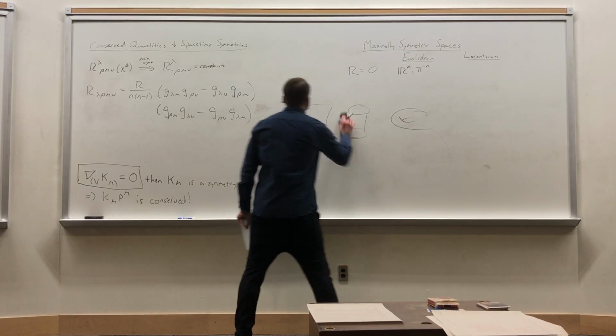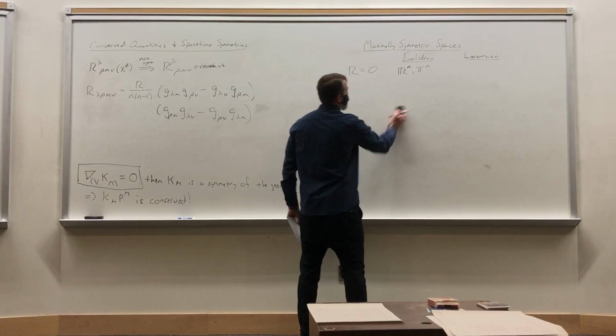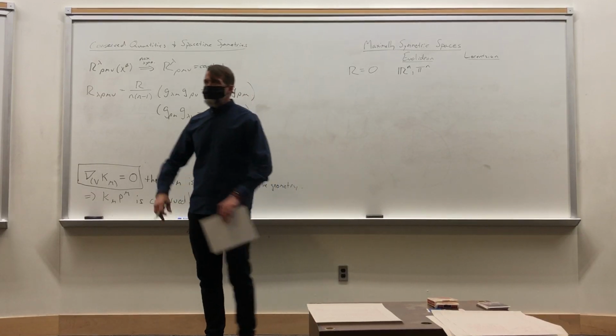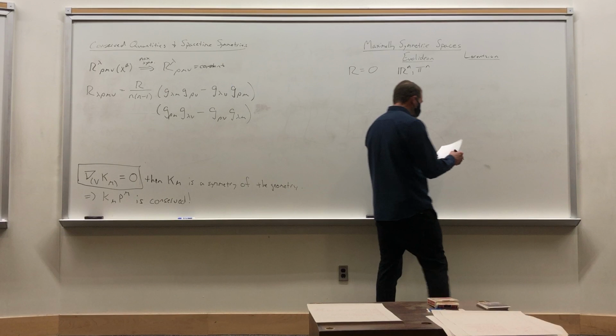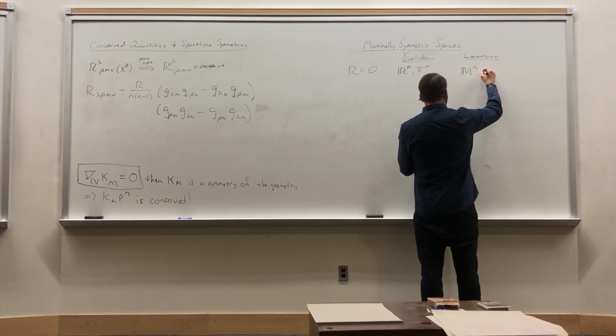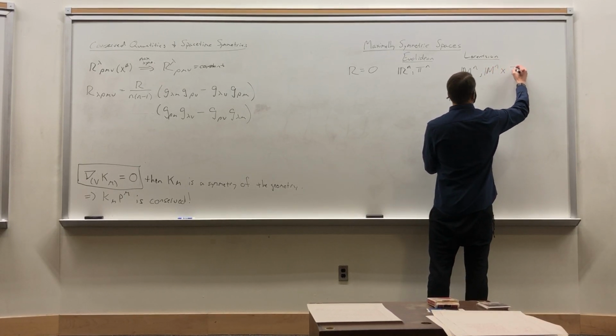Okay, but at any rate, if R equals 0, and you have a Euclidean signature, that means you're only spatial. You're either Euclidean space itself, Rn, or you're a torus. If it's a Lorentzian signature, then you're in Minkowski space, or you're in Minkowski space tensored with tori.